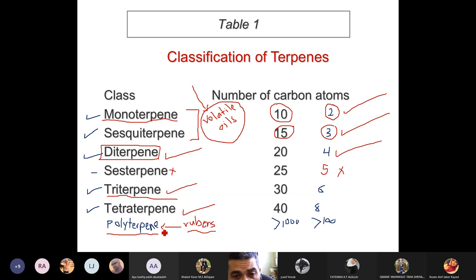So as you see, the terpenes are around us everywhere, and we deal with them on a daily basis because these compounds are very important. Yes, maybe this is the first time that we know their classification and where they came from. But now I hope that you understand that we are dealing with secondary metabolites which are very important in our life.